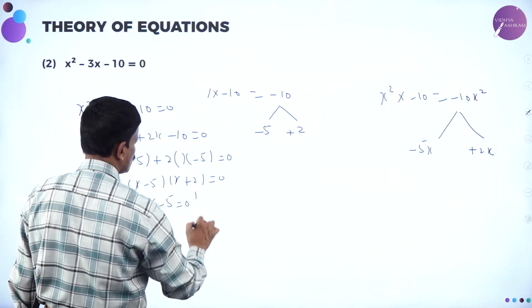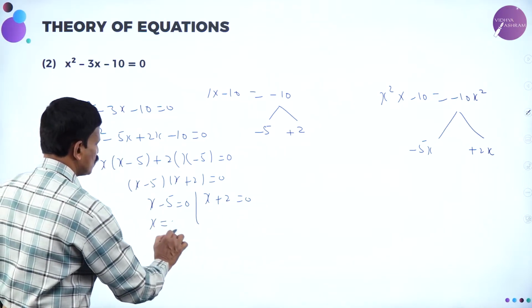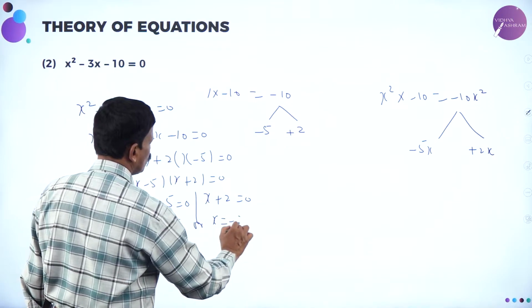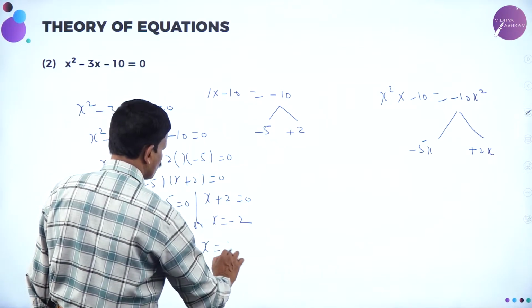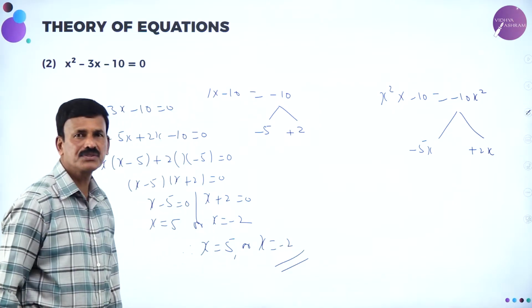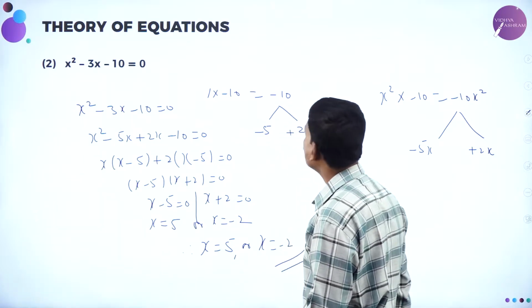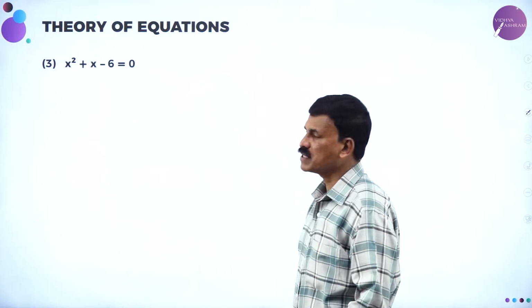Therefore x minus 5 is equal to 0 or x plus 2 is equal to 0. That means x is equal to 5 or x is equal to minus 2. So therefore the roots are x is equal to 5 or x is equal to minus 2. That's all. This is how we can factorize. Okay. Now let us come to the next problem. x square plus x minus 6.